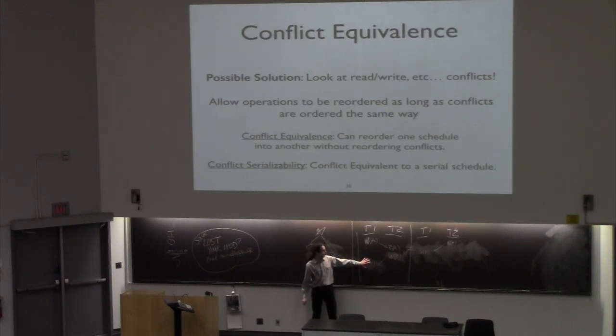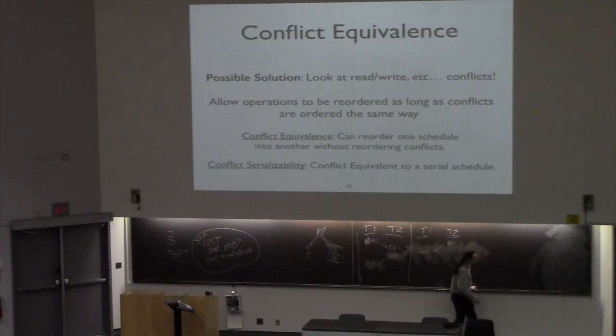I just added another operation here, in which transaction 2 writes to B, transaction 1 reads from B. I have two different conflicts here. In this conflict, the ordering is that transaction 1 came first. In this conflict, the ordering is that transaction 2 came first. Conflict equivalence basically says that I can reorder the operations in any way I see fit as long as their relative order within the overall schedule stays the same.